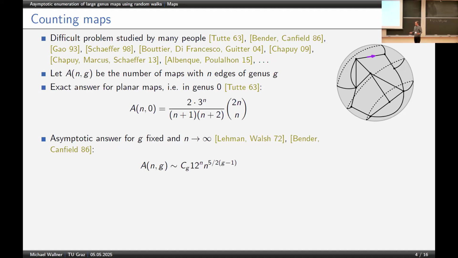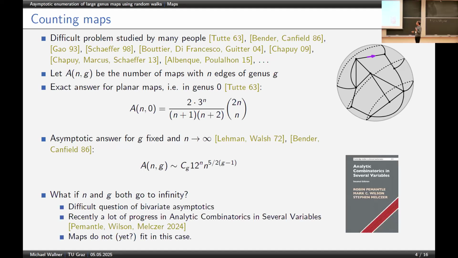And now the question is, of course, what happens if you send both to infinity? What happens if you send n, the number of edges, and the genus to infinity? This is a difficult question of bivariate asymptotics. There are results, and I'll talk about it in a second. But this is really complicated. There is some progress; let me mention the recent progress on ACSV, analytic combinatorics in several variables. But maps do not yet fit in this case, okay? And this is why we looked at this from a different point of view.